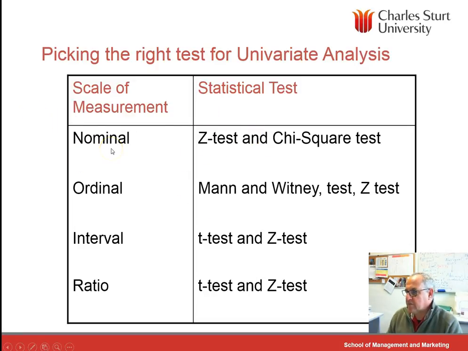For nominal data, so things like men, women, and whether they wear green jumpers or not, we would rely on the z-test or the chi-squared test. So the two fundamental questions you've got to ask yourself are, firstly, is this a test of difference? Secondly, what is the level of measurement?